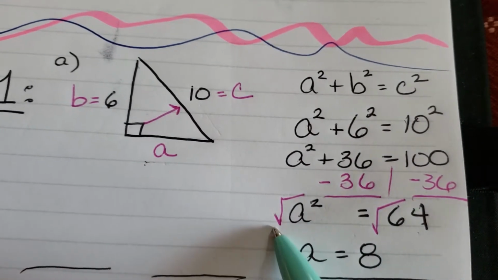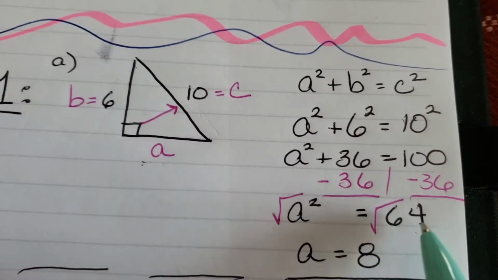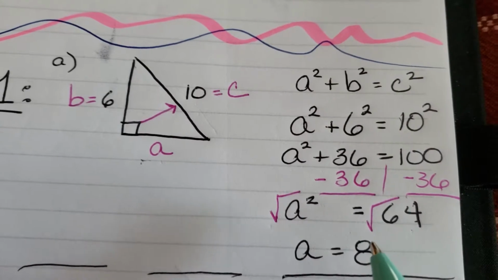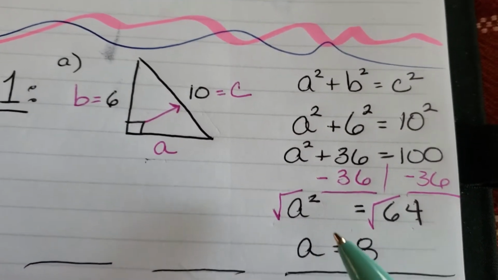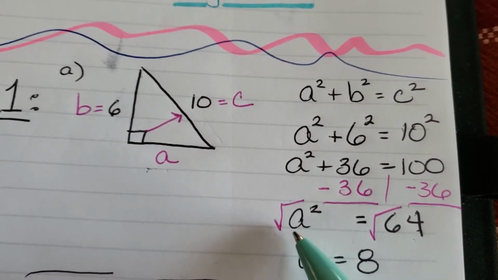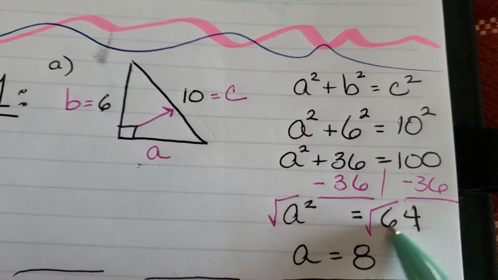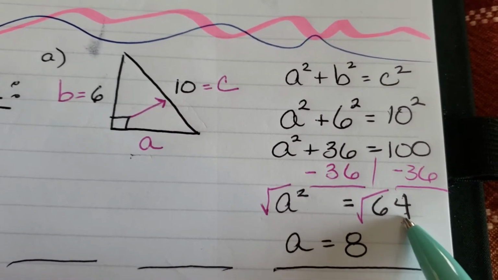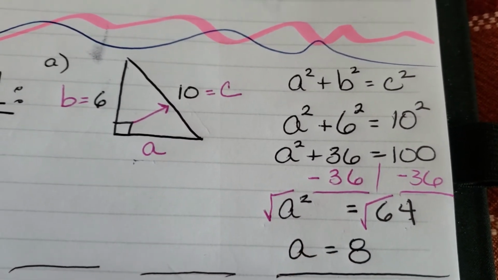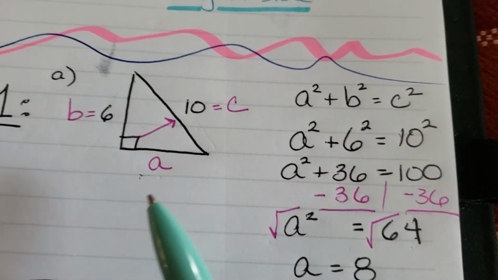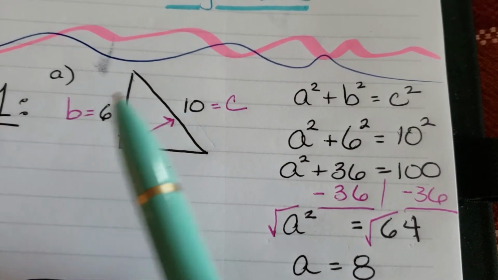So if I take the square root of the value on the left, I have to take the square root of the value on the right side of the equation, right? So the square root of a square, A comes out. The square root of 64, 64 is perfect, so the square root of 64 is 8. So therefore, my sides are 8, 6, and 10.